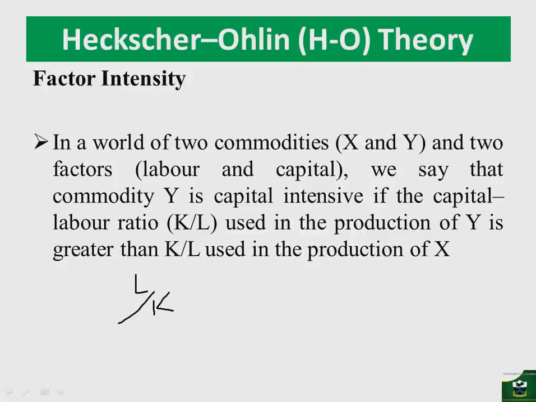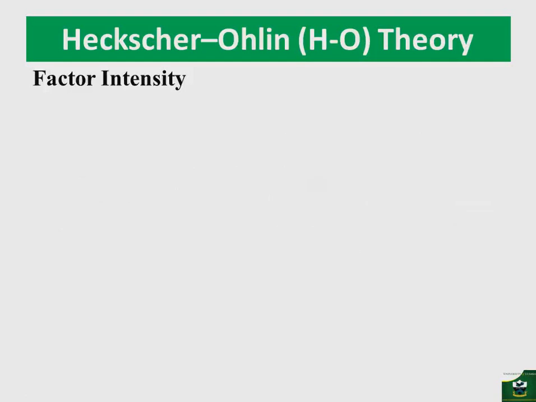Before I take you to an example, you should note that we are not considering the actual amounts of capital used, but the ratio, the capital labor ratio. Commodity X may have more capital and maybe more labor compared to commodity Y, but if the capital labor ratio is high in the production of commodity Y compared to the ratio in the production of commodity X, then Y is said to be capital intensive.